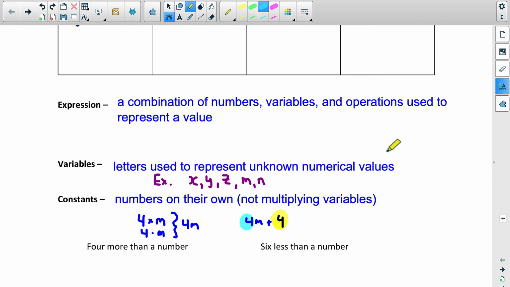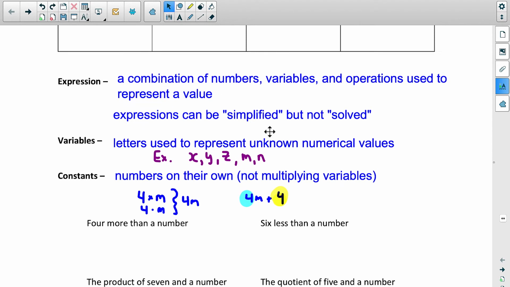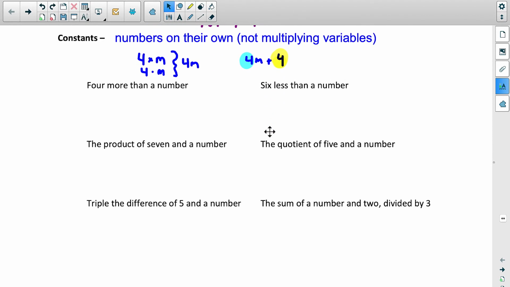Oh, I have one other thing to say about expressions. Expressions can be simplified, which we're going to do on the other side of this page, but you're not going to solve them. We'll solve equations, not expressions. We'll solve equations later, but for today we're going to simplify, and I'll show you what I mean in a second. Alright, so the first skill we need to do today is figure out how to write expressions. They're going to give us some words and we have to put it into algebra.